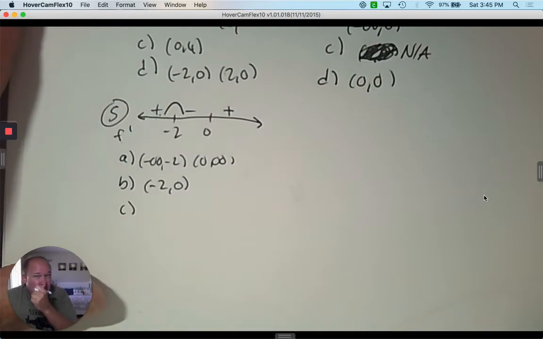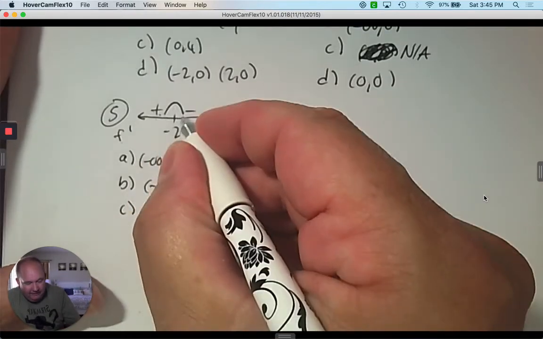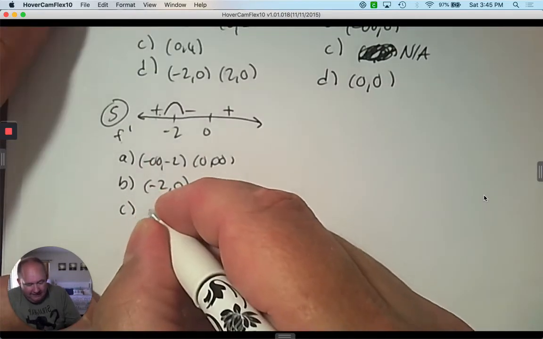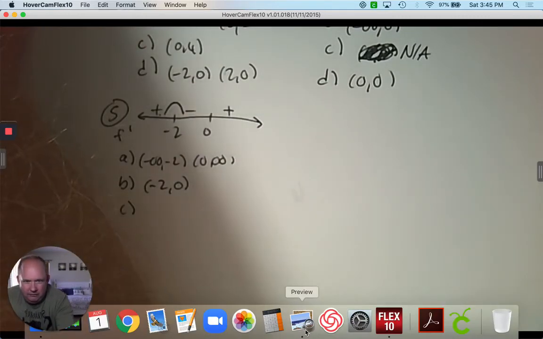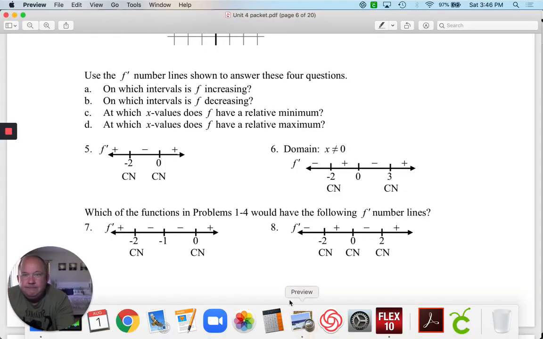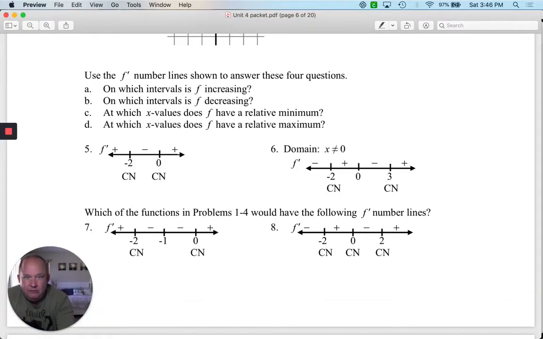If you show a picture of it going increasing then decreasing, you can tell that at negative 2, did it ask for the point or just the x value? Because I don't think we have enough for the point. Yeah, just the x values. Okay.